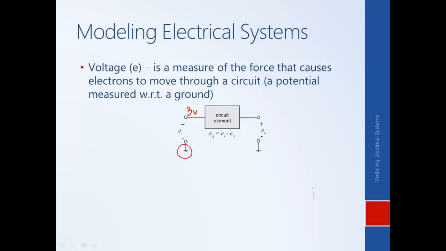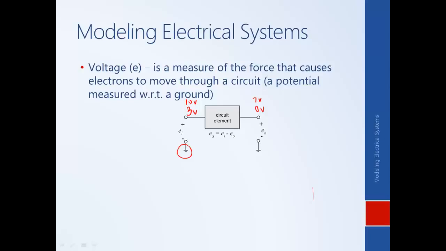And so again, when we're talking about a circuit, what we really care about is the difference in voltage between two points in the circuit. So in this case, on either side of this circuit element, the potential difference is 3 volts. And it doesn't really matter if we're saying that the one side is 3 volts and the other side is 0 volts, or if we're saying that the one side is at 10 volts and the other side is at 7 volts.